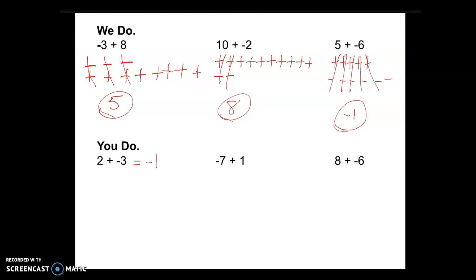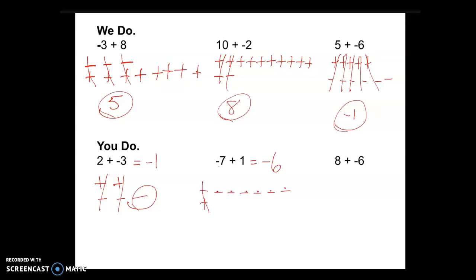So I have 2 positives, 3 negatives, cross out my 0 pairs, and I am left with -1. -7 plus 1 gives me -6. I have 7 negatives, adding 1 positive, cross out my 0 pairs, 6 negatives equals -6.